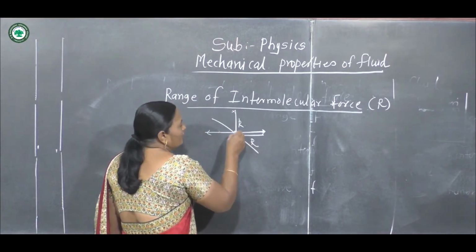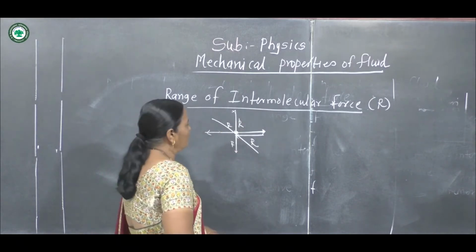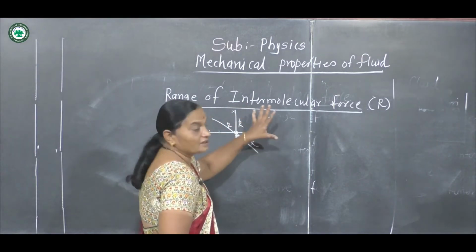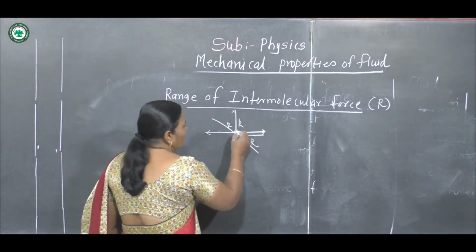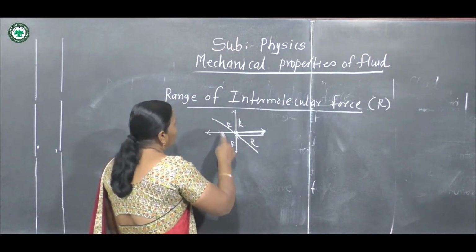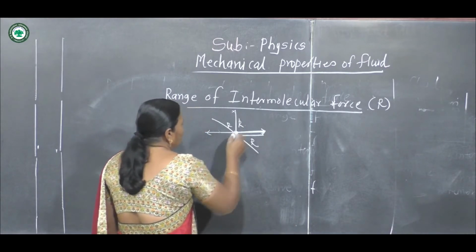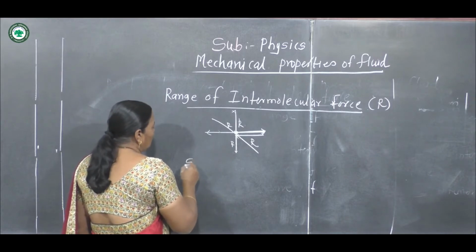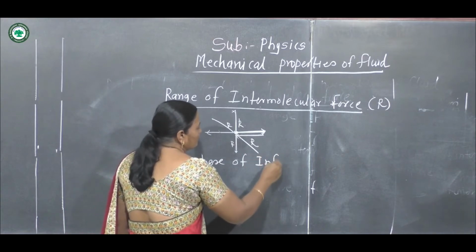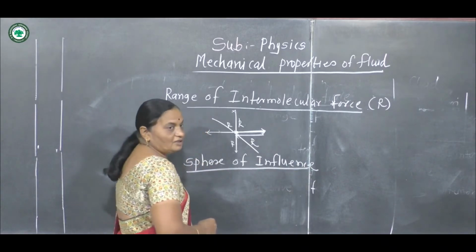The maximum distance where the intermolecular forces are effective is called the range of intermolecular forces. What is the range of intermolecular forces? It is the maximum distance for which the intermolecular forces are effective. Now we can say that there is the sphere of influence.